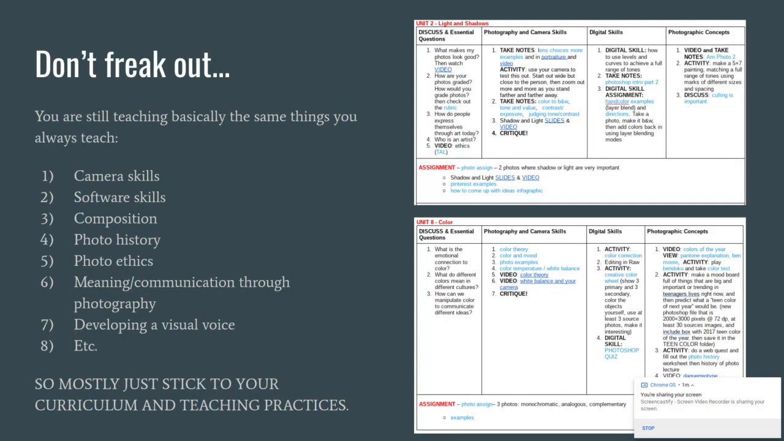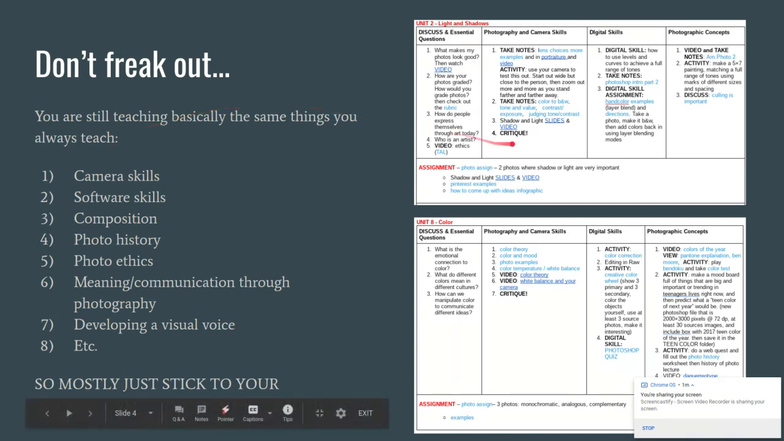So, first of all, don't freak out. You're teaching photography. It's the same photography that you've already always taught. You're teaching camera skills, you're teaching software, you're teaching composition and photo history and ethics and when is it okay to take a photo and when it's not, and war photography and all those kinds of things. Teaching students how to express themselves and develop a visual voice, all that kind of stuff. So stick to your curriculum and then just make little adjustments here or there.